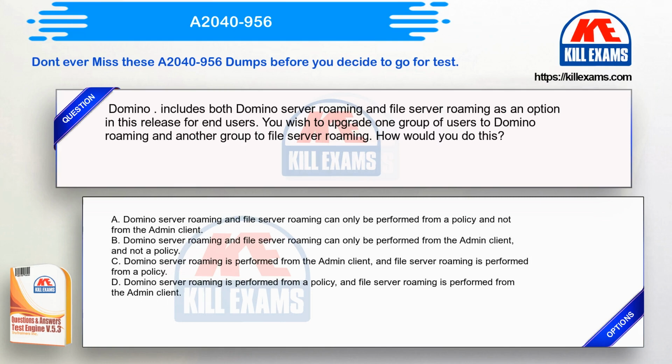Option A. Domino server roaming and file server roaming can only be performed from a policy and not from the admin client. Option B. Domino server roaming and file server roaming can only be performed from the admin client, and not a policy. Option C. Domino server roaming is performed from the admin client, and file server roaming is performed from a policy. Option D. Domino server roaming is performed from a policy, and file server roaming is performed from the admin client.